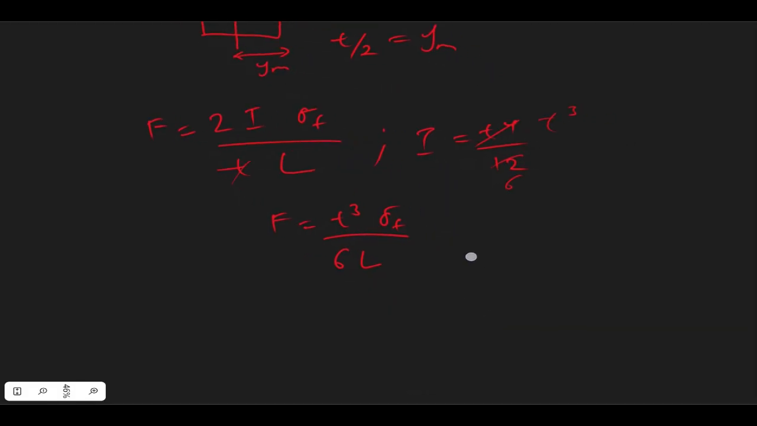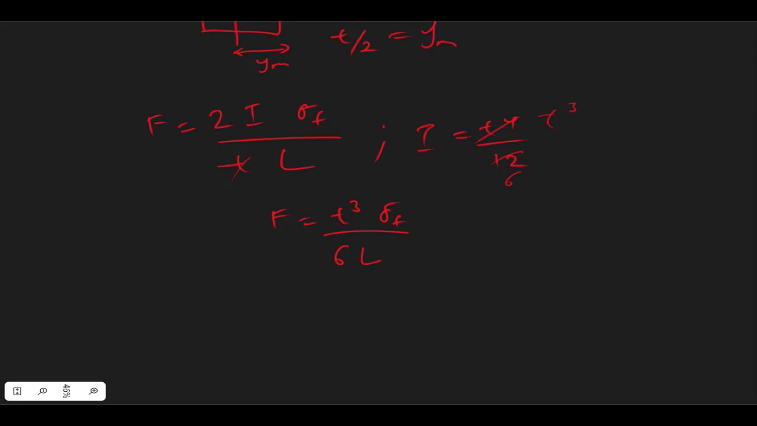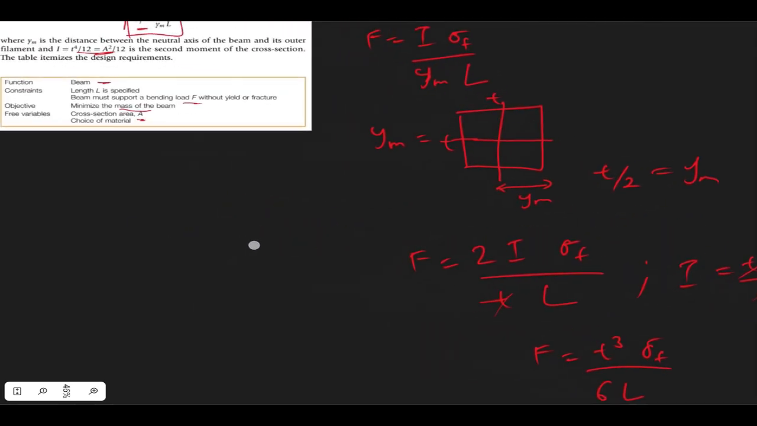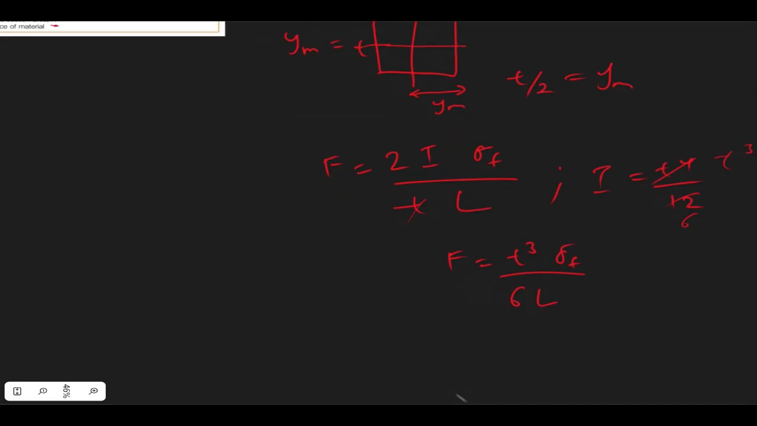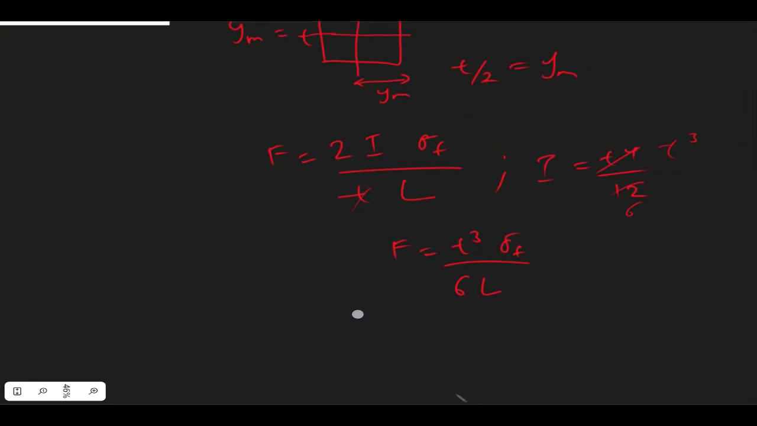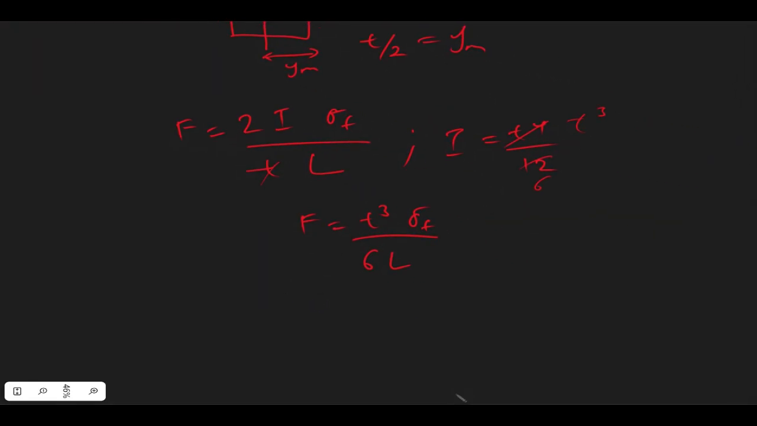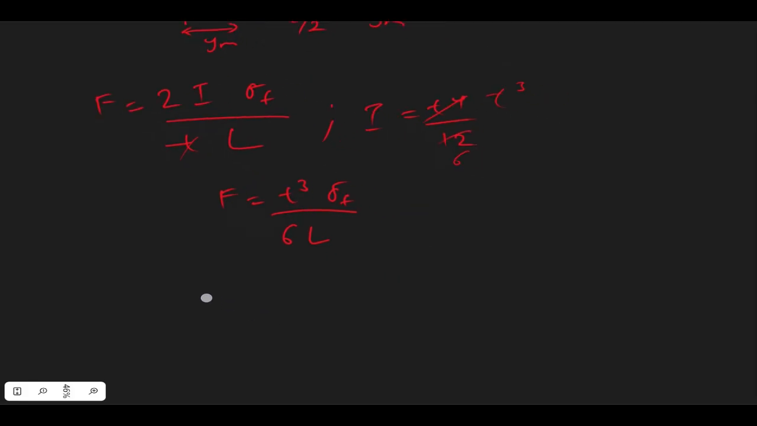So next, we now know that our free variable is A. If you look, our free variable is the area. That's what we are trying to define, our free variable. So our free variable is not the thickness. So we try to define thickness in terms of area. We know that area is equal to thickness raised to power 2, and thickness is equal to A raised to power half. That's what we know.